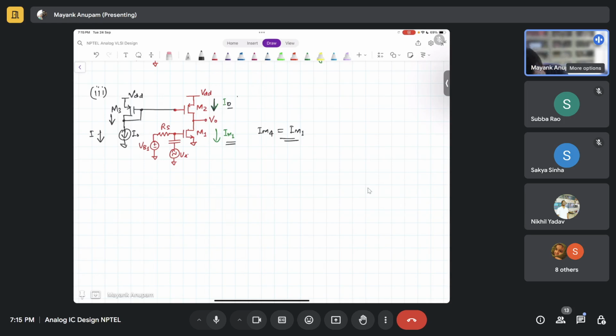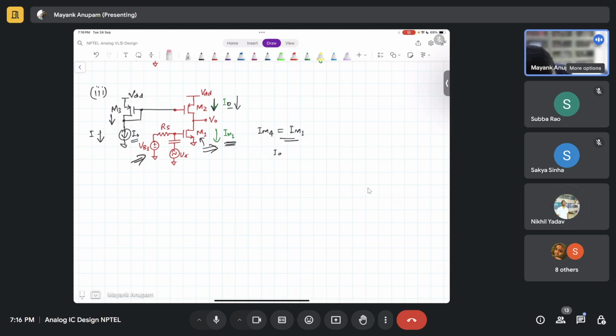Because this will always be I naught, there is no doubt. This will always be I naught. However, this Im1 can sometimes become unequal to I naught, right? Because the current Im1 is dependent upon the bias of Vb1 and the threshold voltages of M1 and all, right? So it can sometimes happen that Im1 is not equal to I naught, isn't it?